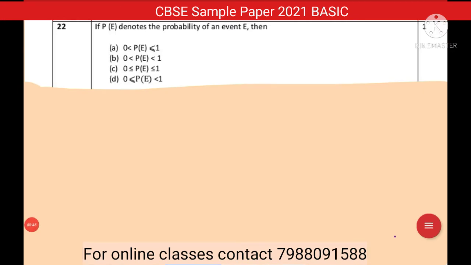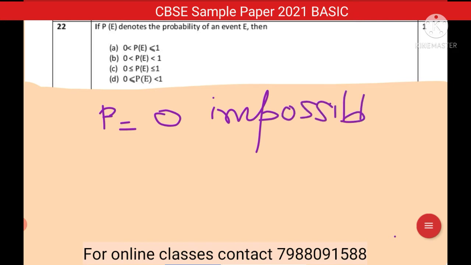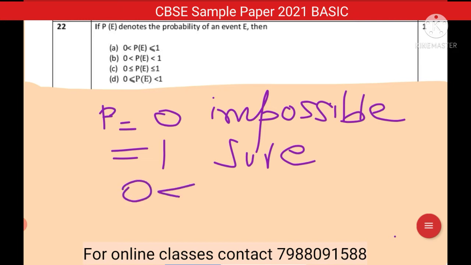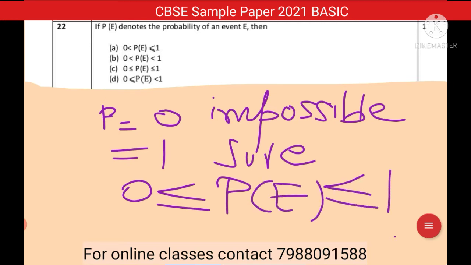Question number 22 says whether the probability lies between 0 and 1 and 0 and 1 are included or not. So see, probability of an event can be 0. We call such an event as impossible event, right? And probability of event can be 1. Such an event is called sure event, and probability can lie in between also. So that means 0 is less than equal to the probability and it is less than equal to 1. So both the cases are included, and hence we have C as correct option.